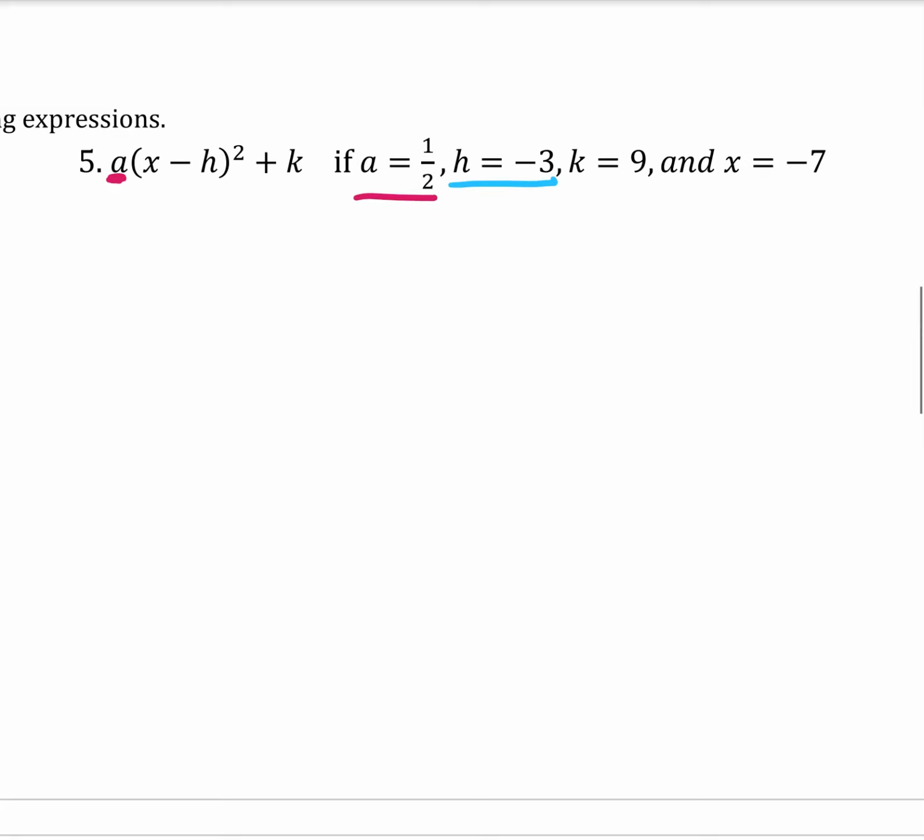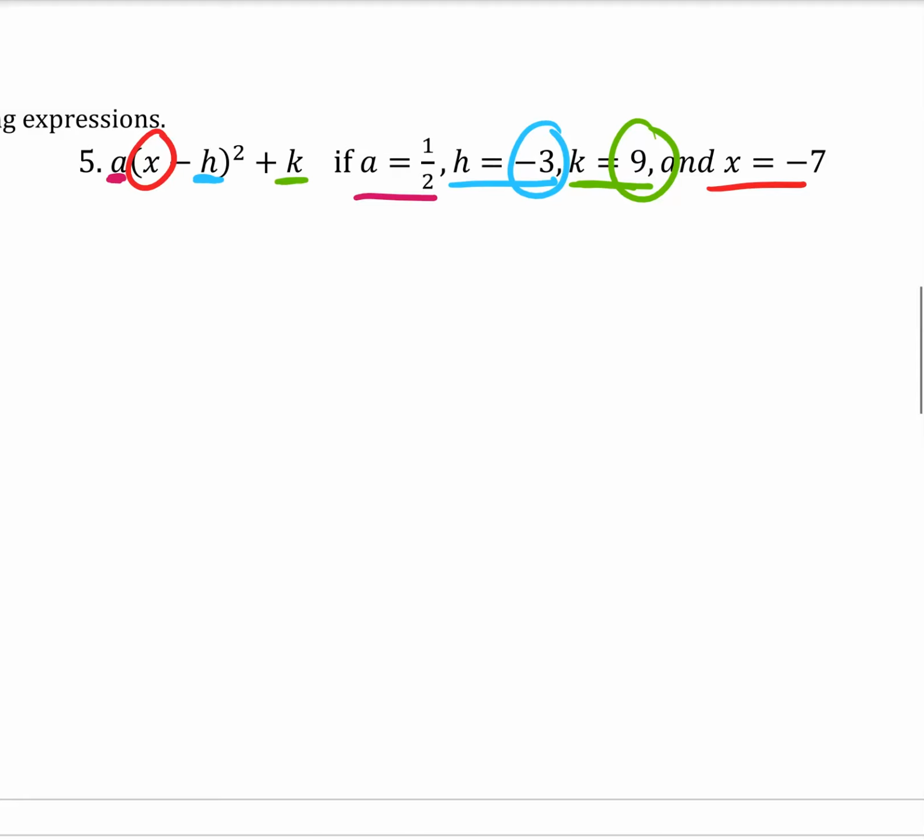h is going to be this blue, so wherever there's an h, I'm going to put -3. k is going to be green. Wherever there's k, I'm going to put 9. And then x is going to be -7. Oops, I need a new color. Hold on. There we go. That goes right there.